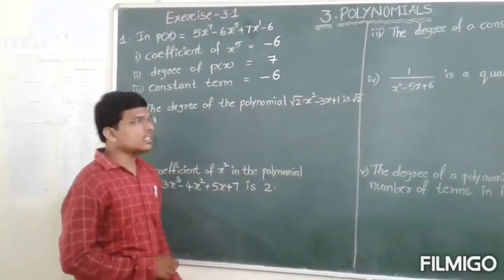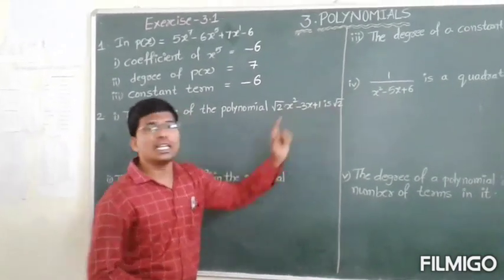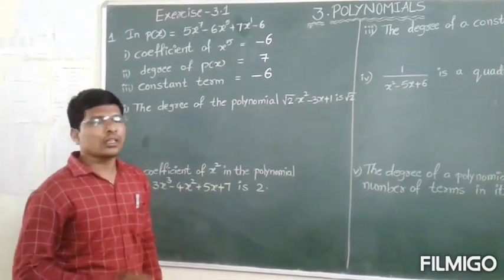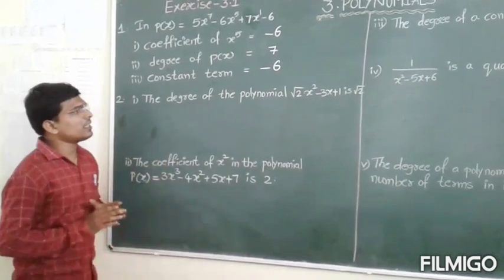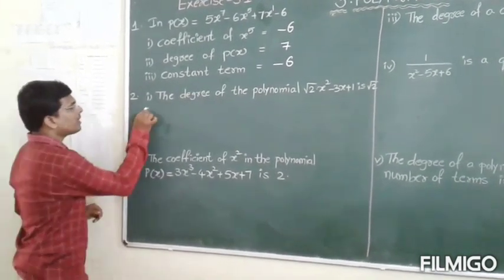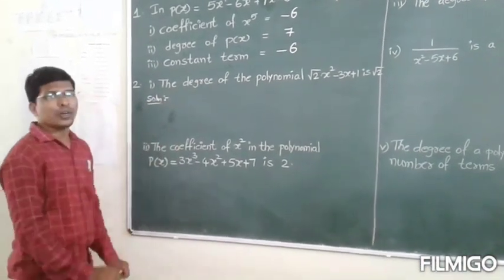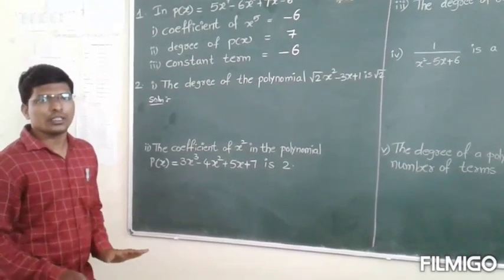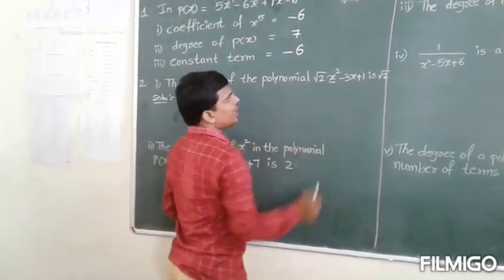So what is he telling us? For this polynomial, the highest power is root 2. Is it a correct statement? Is it true or false? We have to identify. To identify the degree, we should know what is meant by degree. The highest power of a variable is known as degree, but not the coefficient. We are not talking about the coefficient here. So this is the variable x.